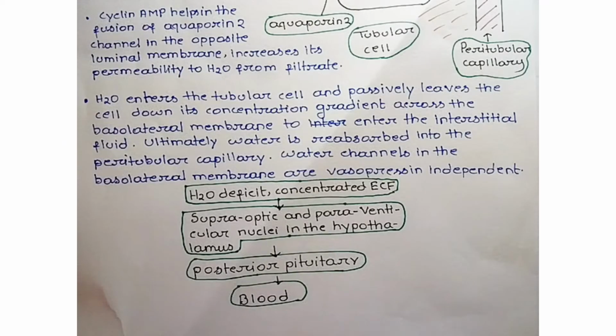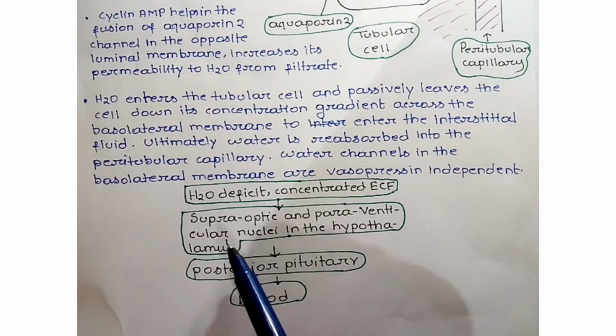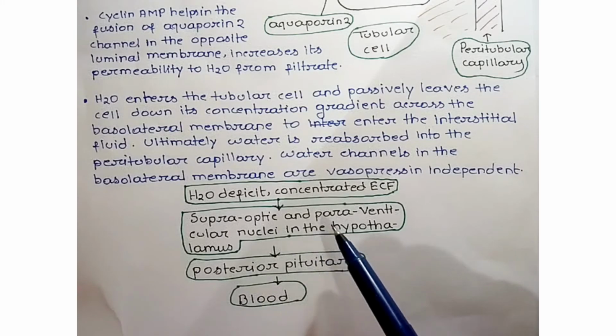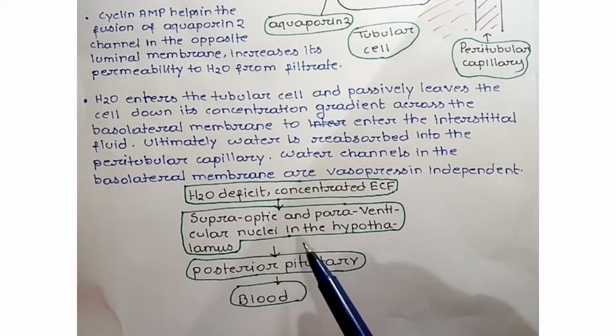Today we discuss a very important hormone, that is vasopressin. Vasopressin is a small peptide hormone. This is synthesized by supra-optic and paraventricular nuclei in the hypothalamus.